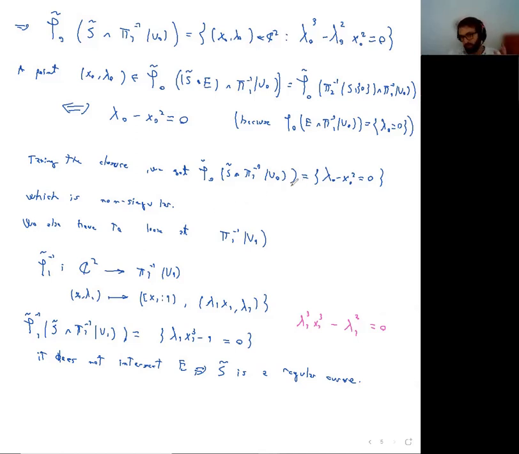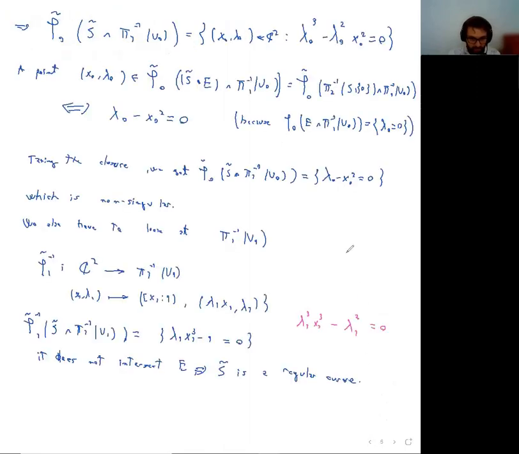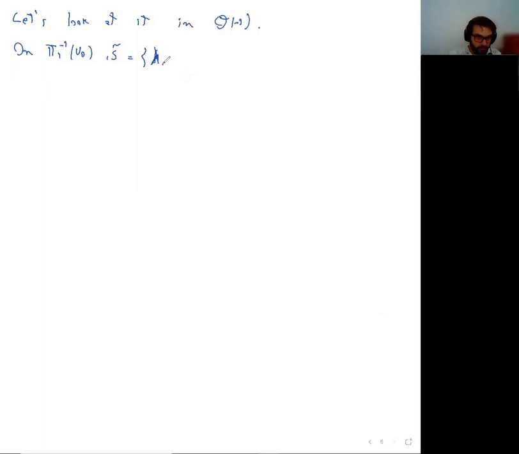So this is what we see in the local charts. Yeah, we have these two local charts, U0 and U1, pi 1 inverse of U0, pi 1 inverse of U1. But let's really look at it in the blow up. So let's look at it in O minus 1, really above. So on this chart, pi 1 inverse U0, S tilde, which we know is lambda 0 minus x0 squared, is parametrized. So I want to look at the parametrization.